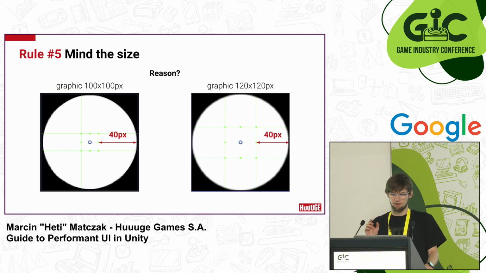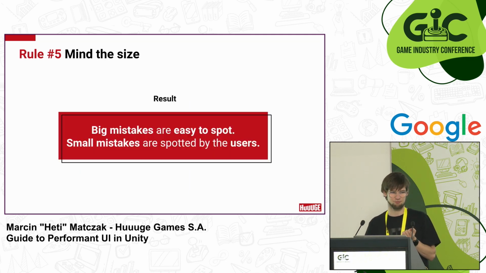And this would be very prominent if you would receive a 300 by 300 graphic instead, because you would notice a significant change to this rectangle. And those small changes are the most dangerous, because you cannot easily spot them. So you can say that big mistakes are easy to spot, but the small mistakes are spotted by the users, because they can go to production unnoticed.